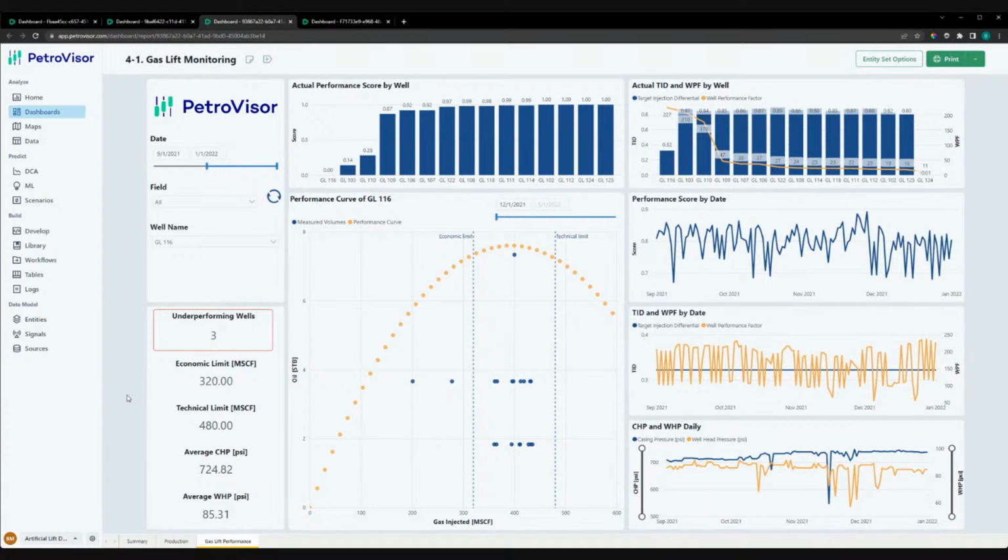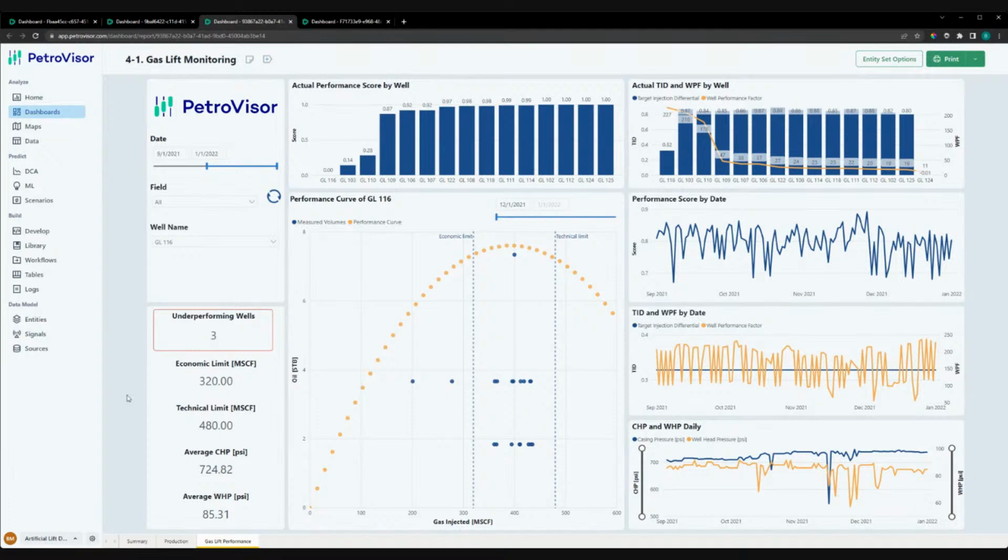So what we see here on screen is that our curve, which is the yellow dotted line, is really where this should be operating within the economic and the technical limit, towards the higher end of that curve. So what jumps out to me right away is the differential and the amount of oil we're producing relative to that predefined curve that we've put here. So that's confirmation for me that this well is in fact underperforming.